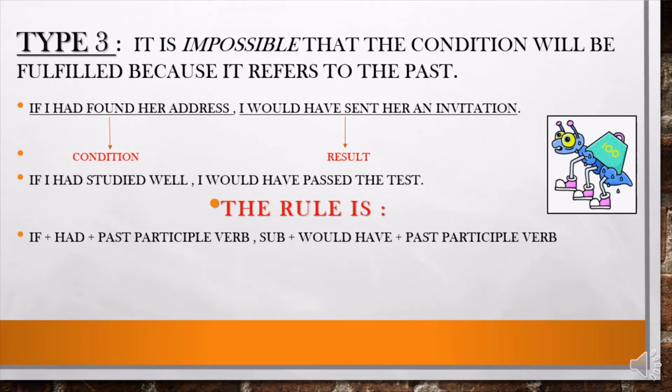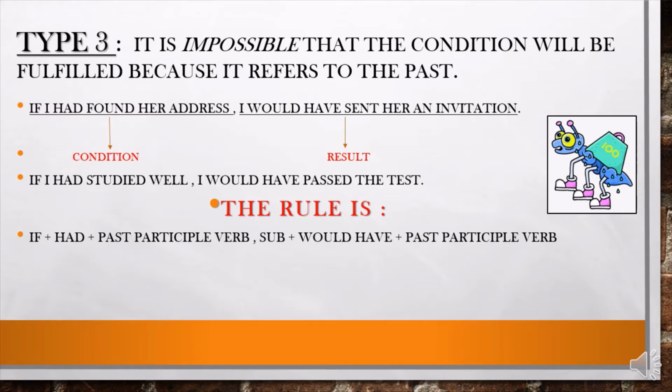Then type 2, I skipped type 2. I'll talk about it later, but now I will talk about type 3. In type 3 here, it is something impossible to happen. Why? Because the main action has already happened in the past, so we cannot change it. It is like an impossible wish.